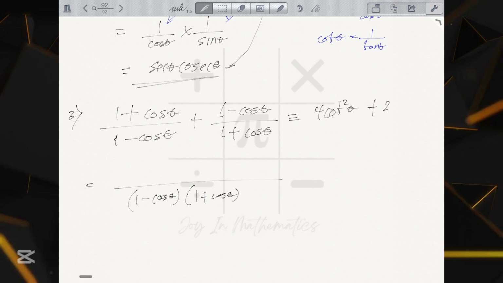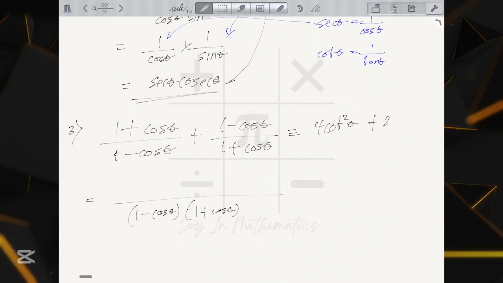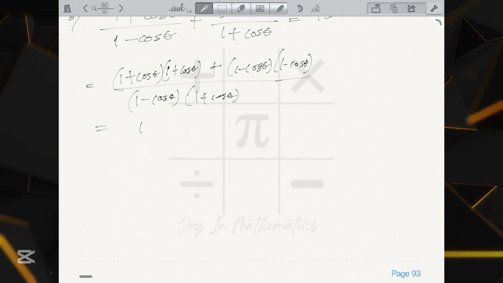So moving on, let's simplify the numerator. The numerator in this case will be 1 plus cos theta being multiplied by 1 plus cos theta. We don't want to make it ambiguous, so we are taking it one step at a time. Similarly, on the other side, we'll have 1 minus cos theta being multiplied by 1 minus cos theta. And this will result into 1 plus cos theta squared, and this will also result into 1 minus cos theta squared.